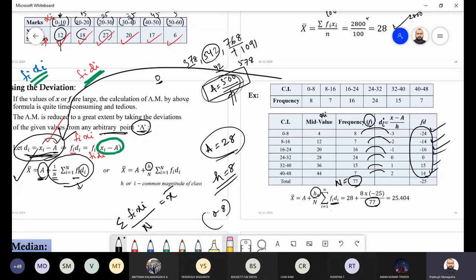And if it is discrete data, then no need to do all these things. You just multiply everything with h, then it will be scaled according to the actual data. Then you add your origin and you will get the actual mean.